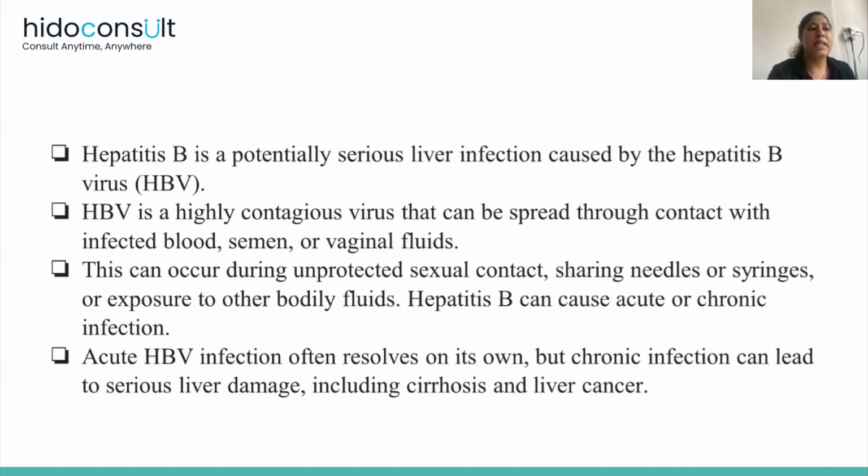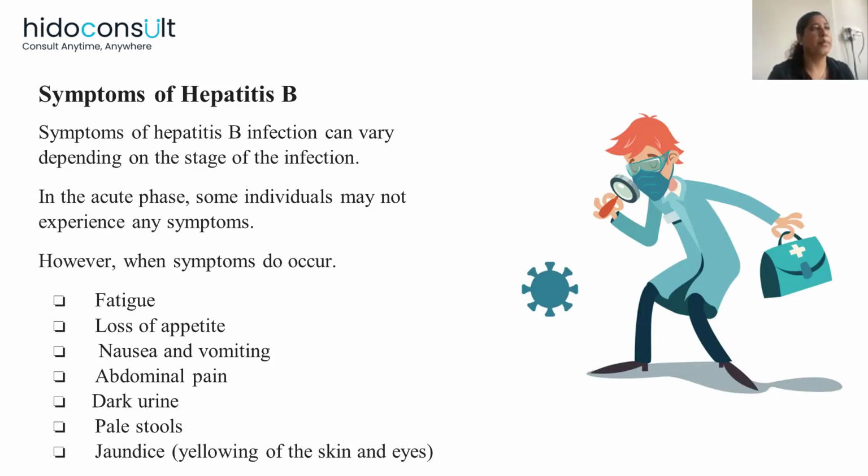Hepatitis B can cause acute or chronic infection. Acute hepatitis B can resolve on its own, so there is no need for treatment. But chronic infection can lead to serious liver damage, including cirrhosis and liver cancer.